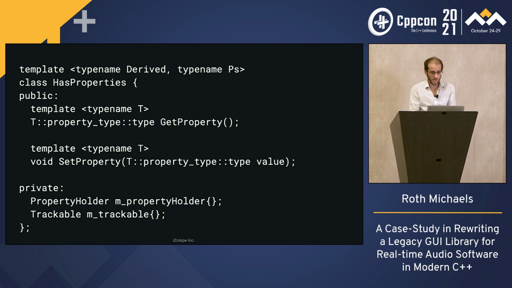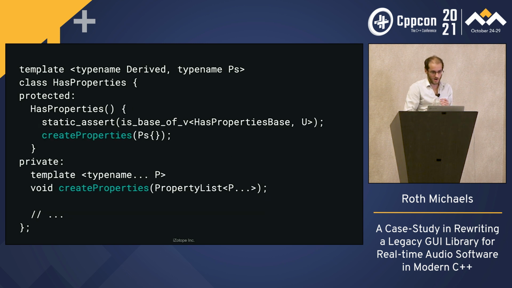So back to has properties, this is what we have for getting and setting properties. But to get into the cool stuff, and I'll go over this briefly, is actually how do we create the properties to make sure they all have the correct types. So in our constructor, we're going to make sure that our derived class, oh, sorry, that U is a typo. It should say derived where it says U. Last minute change, I figured the U's would be complicated for everyone. But we just want to make sure our passed in derived class is actually a base of us. And then we're going to call this create properties, constructing our property list type.